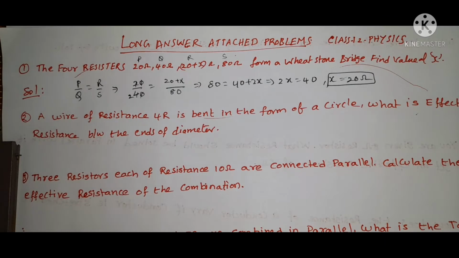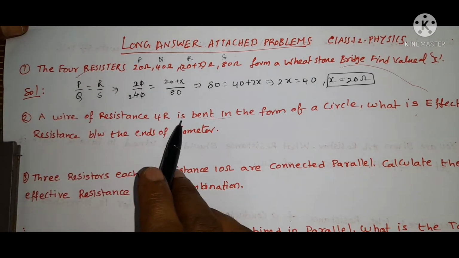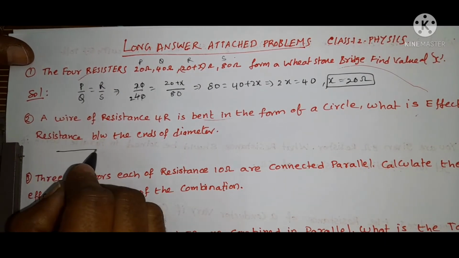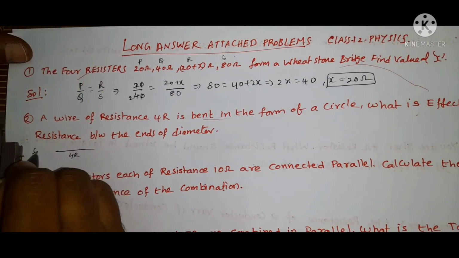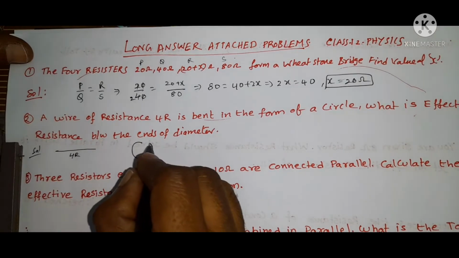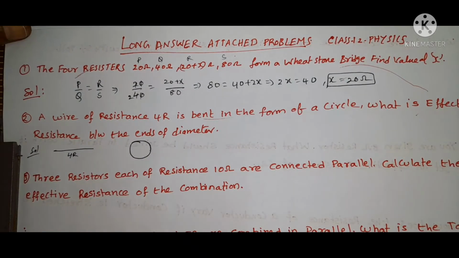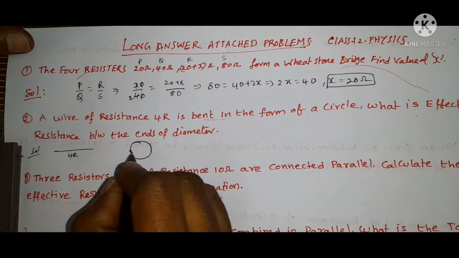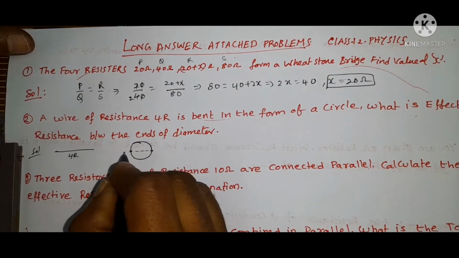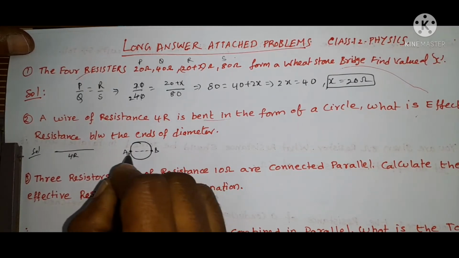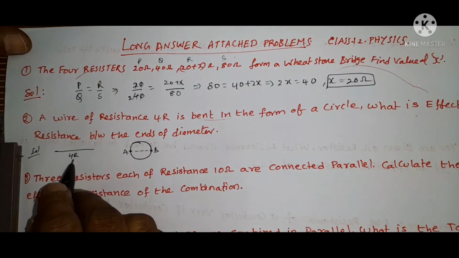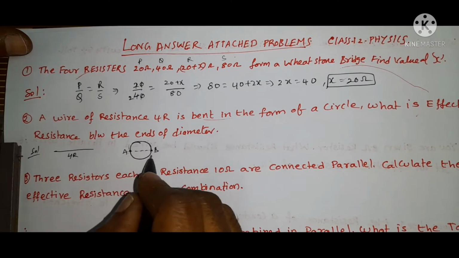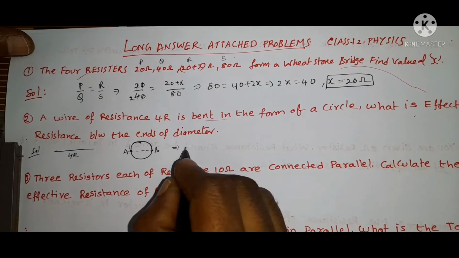So second problem. A wire of resistance 4R is bent into the form of a circle like this. What is the effective resistance between the ends of the diameter? Let us say this is the diameter, point A, this is point B. Now we would like to find the effective resistance between these two. That means if it is 4R, the upper part is 2R, the lower part is 2R. So you can write it like this.